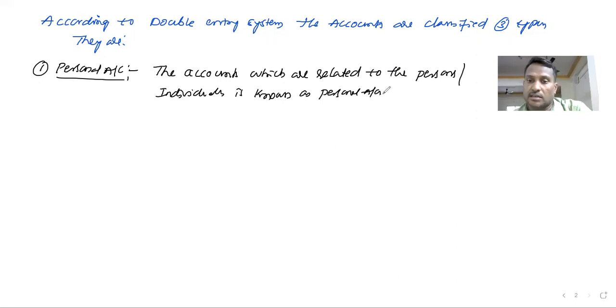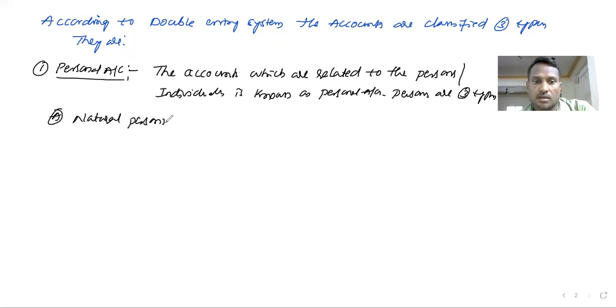According to the commerce or accountancy point of view, persons are again divided into three types. A, natural persons. B, artificial persons.